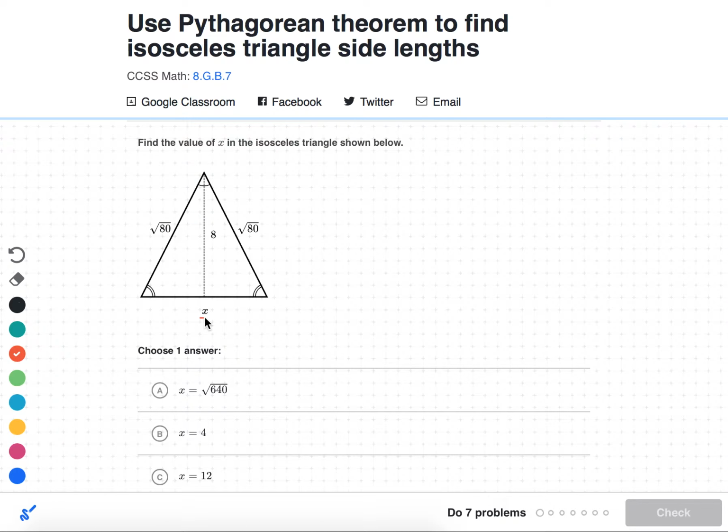Alright, well here's x. We have to find the base of the triangle. So we're going to look at this right triangle here, and we're going to use the Pythagorean theorem. We know that 8 squared plus, we'll call this y, it's half of x, y squared equals the square root of 80 squared.